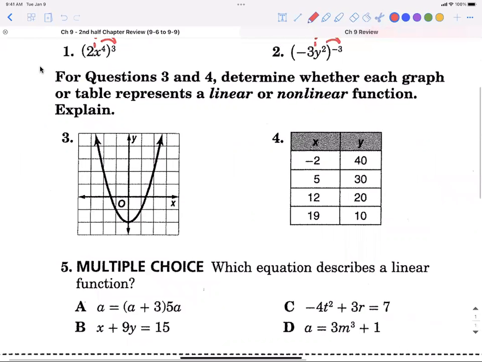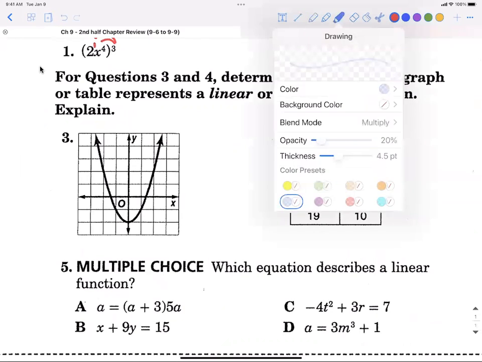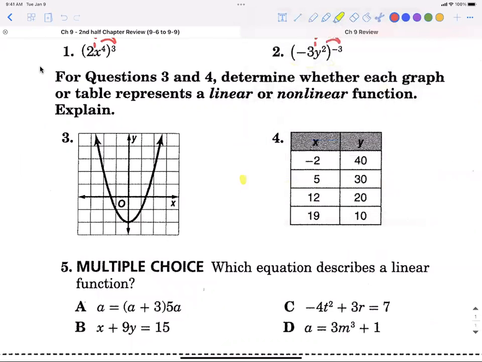All right, numbers 3 and 4, I don't think I need to review. It just takes looking at it and deciding whether it is linear or nonlinear. That's all it's asking you there. Linear or nonlinear. And remember, on the ones that are in a table, you need to show your work of showing whether or not it is a constant rate of change.